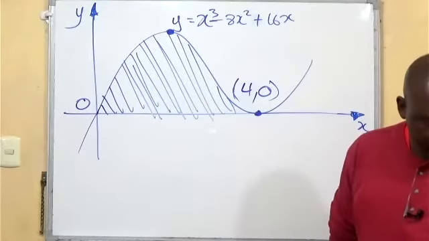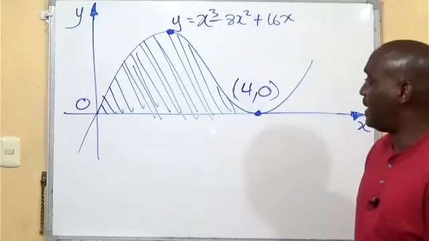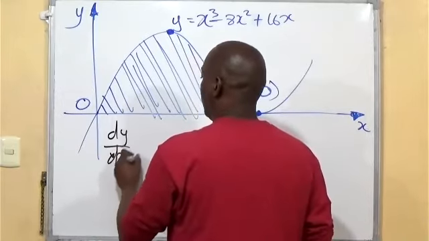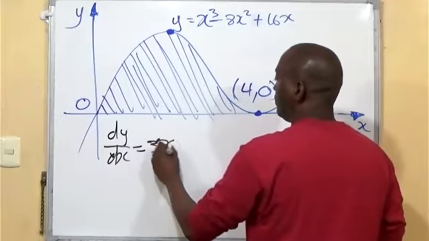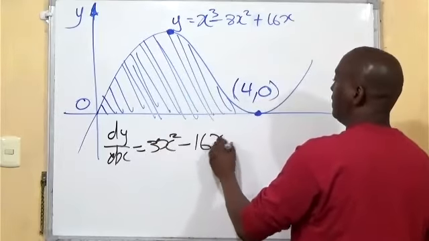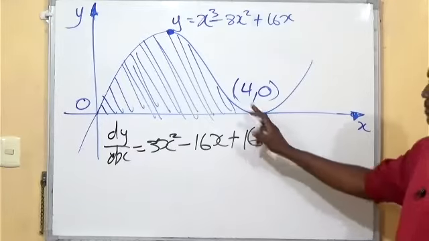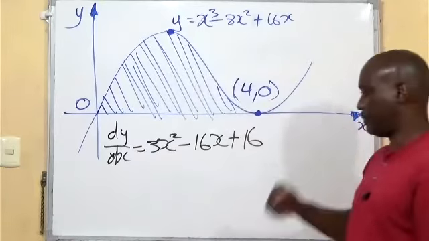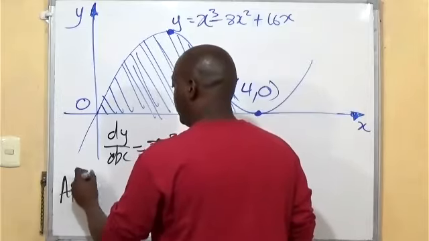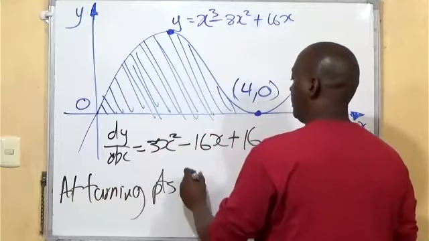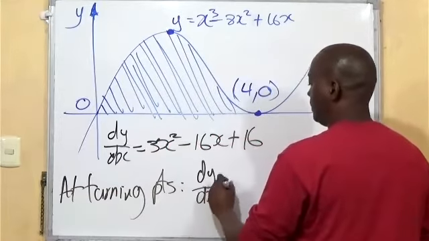So we know that if we're talking about a minimum point, we have to differentiate. So the first thing you do is find dy/dx. dy/dx is equal to 3x squared minus 16x plus 16. And at the turning points, dy/dx is equal to 0. Turning point 1, turning point 2. So you say at turning points, dy/dx equals 0.